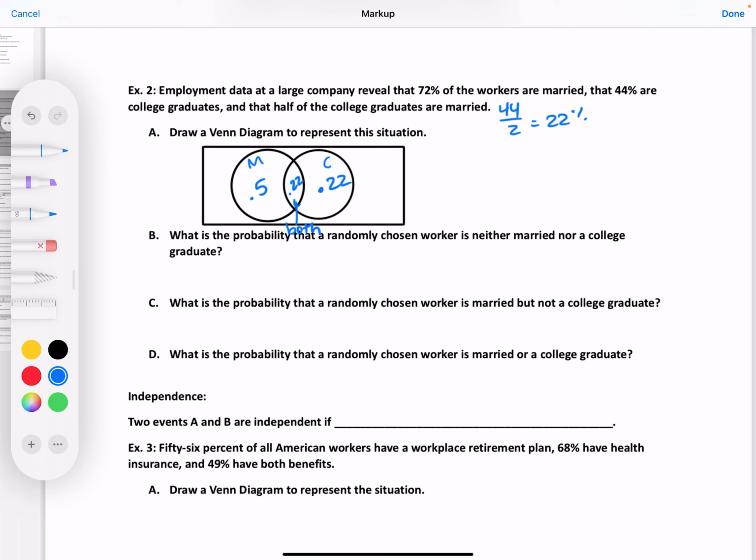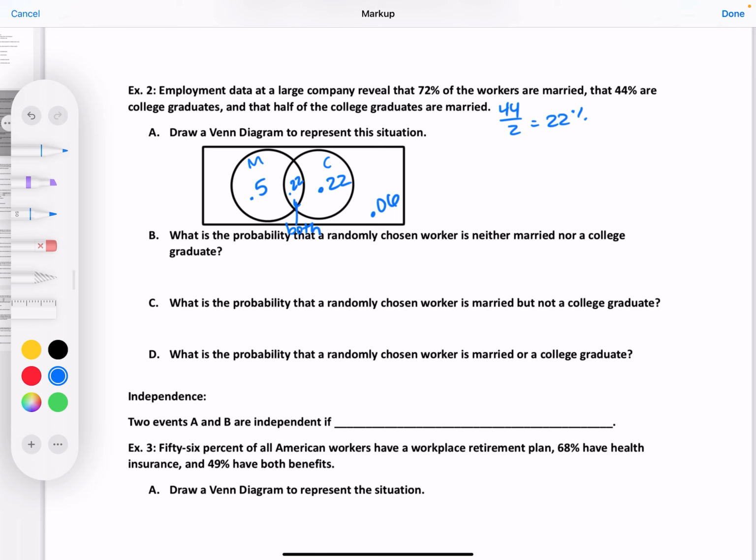And then we want the whole box to be equal to 1. So I need to see how many are neither. So we add them up. So that's, what is that, 0.44 plus 0.5. So that's 0.96. Or wait, no, 0.94. So 0.06, there we go, are neither. And when you set up a Venn diagram early on, you pretty much will be able to answer all your questions from that.